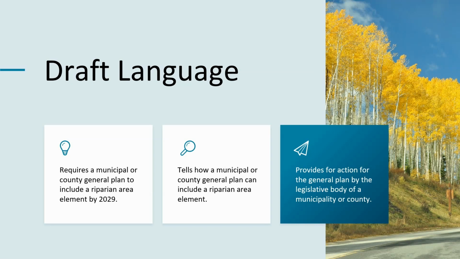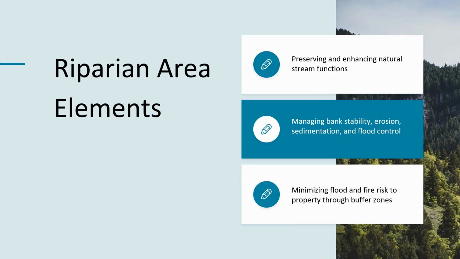Okay, so the riparian area elements are preserving and enhancing natural stream functions, managing bank stability, erosion, sedimentation, and flood control, minimizing flood and fire risk to property through buffer zones.